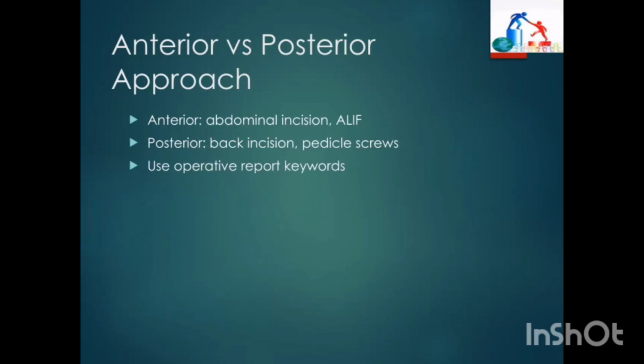When considering surgical approaches, it's important to understand the differences between anterior and posterior methods. On the anterior side, we typically make an abdominal incision, often referred to as an ALIF, which stands for anterior lumbar interbody fusion. This approach allows us to access the spine from the front, giving us a direct path to the disc space and vertebral bodies. On the other hand, the posterior approach involves making an incision along the back. This is where we place pedicle screws, which provide stabilization by anchoring into the pedicles of the vertebrae.